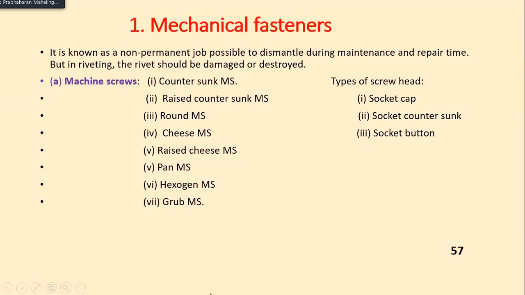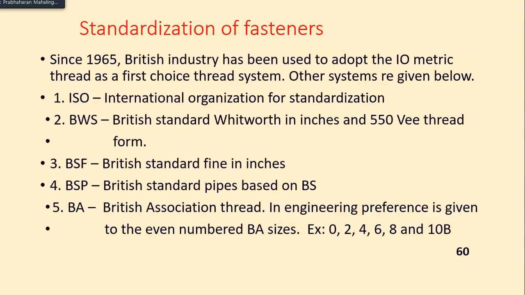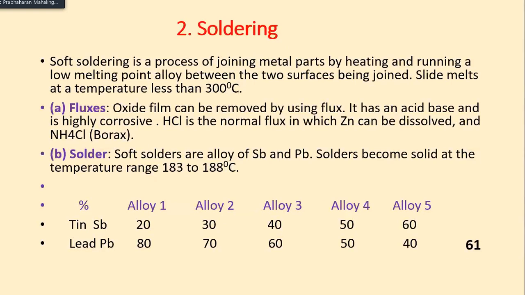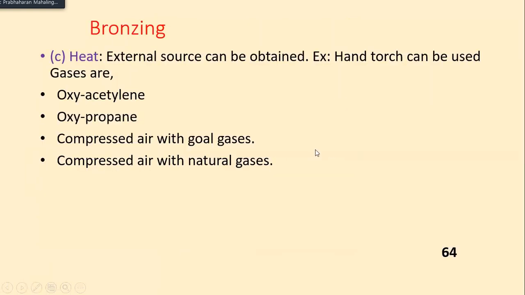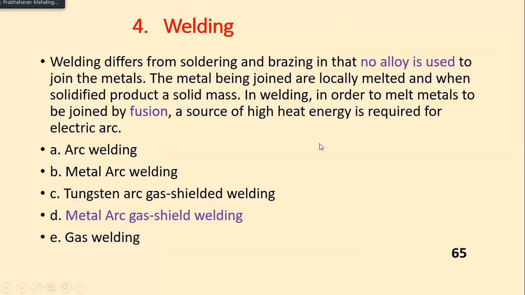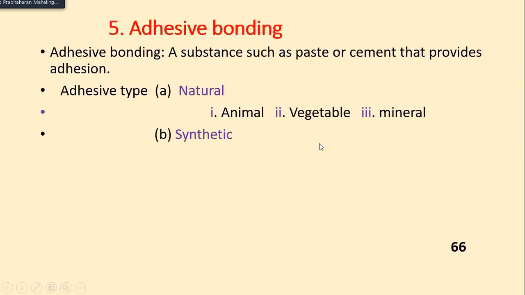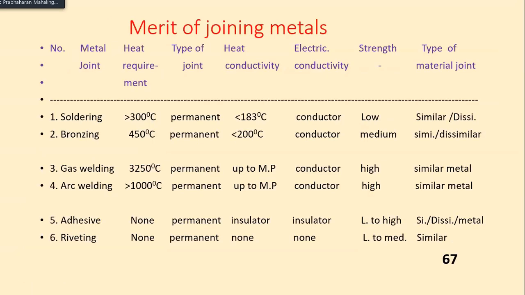Number one, fastening: mechanical fasteners. Second one, soldering, which uses metal alloys. The third one, brazing and bracing. Then welding, arc welding and gas welding, and adhesive bonding. Then methods of joining metal. What type of joining metal?